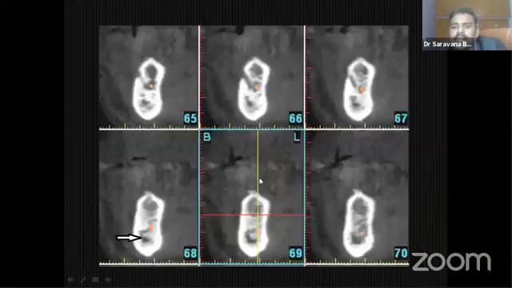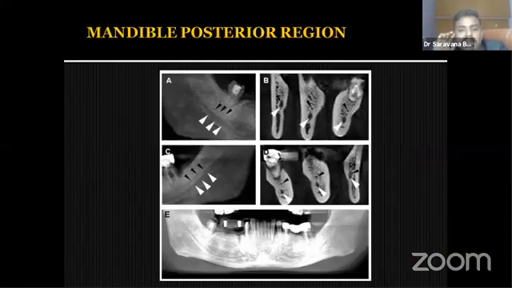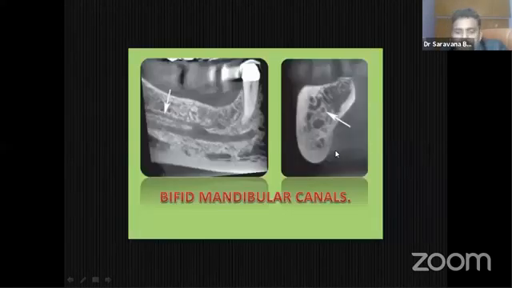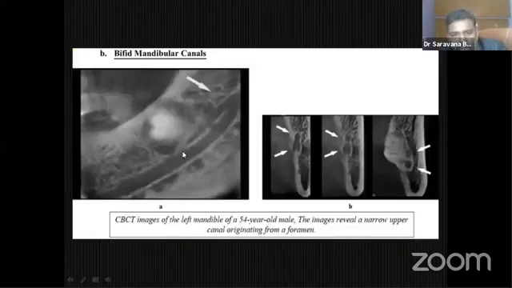If you are placing the implant in the premolar region, you should be very careful about the anterior loop. In the mandibular posterior region, there is only one thing, the inferior alveolar canal. We have to measure from the crestal region to the inferior alveolar canal. You should not impinge on the inferior alveolar canal, or the patient will feel permanent numbness. Sometimes the mandibular canal will be a bifid mandibular canal. Look at the bifid mandibular canal here.